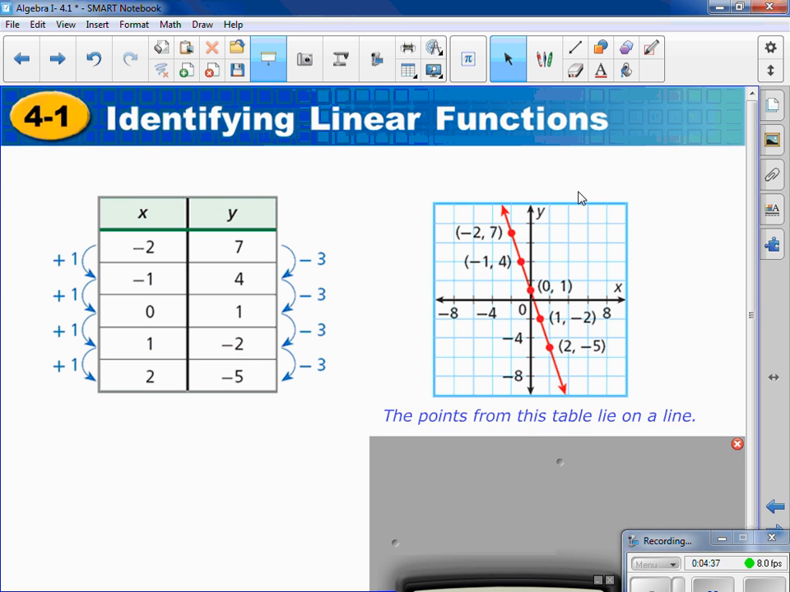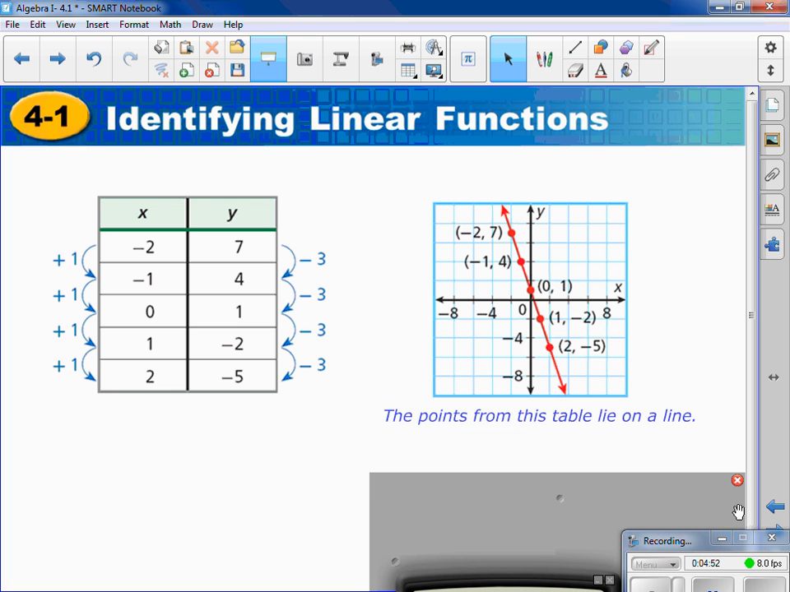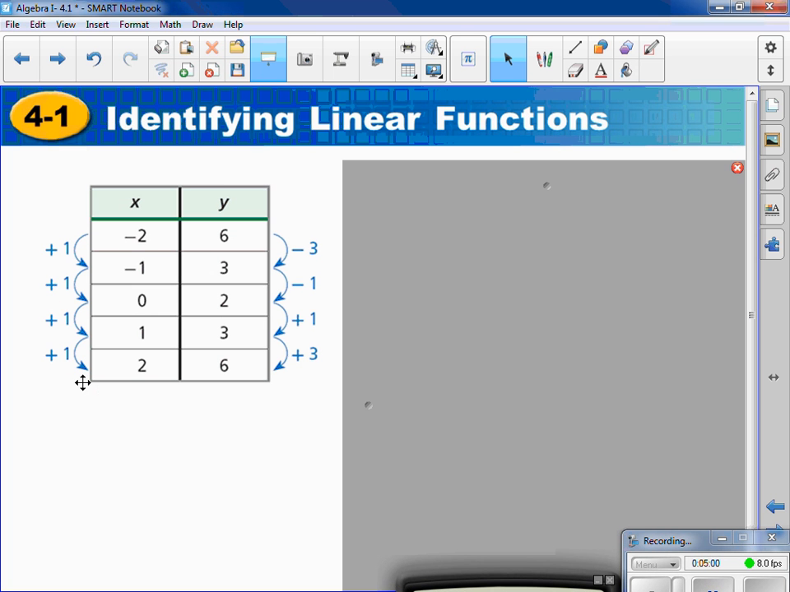If I graph those, -2, 7, -1, 4, 0, 1, and so on. When I draw a line through them, it's a straight line. Since it's a straight line, it is a linear function. These should always be the same number for it to be a linear function. The x's go -2, -1, 0, 1, 2. Those are all the same number. I have -3, -1, 1, 3. Those are different numbers.